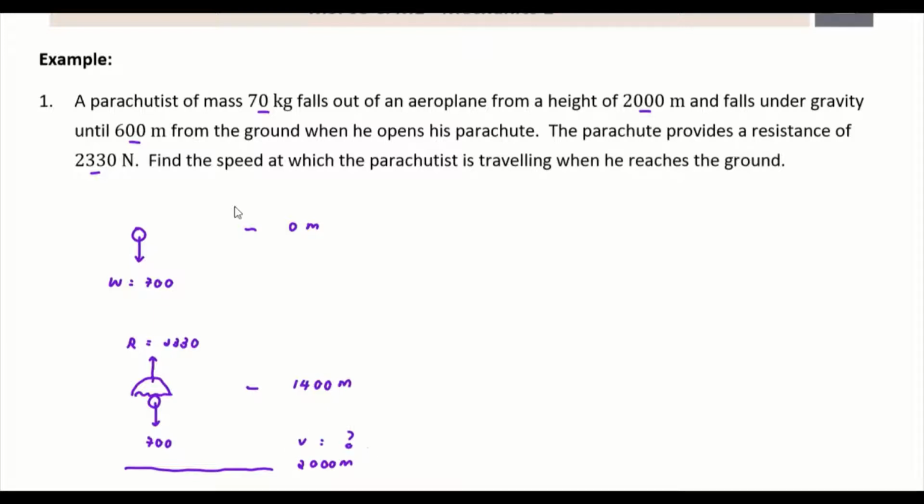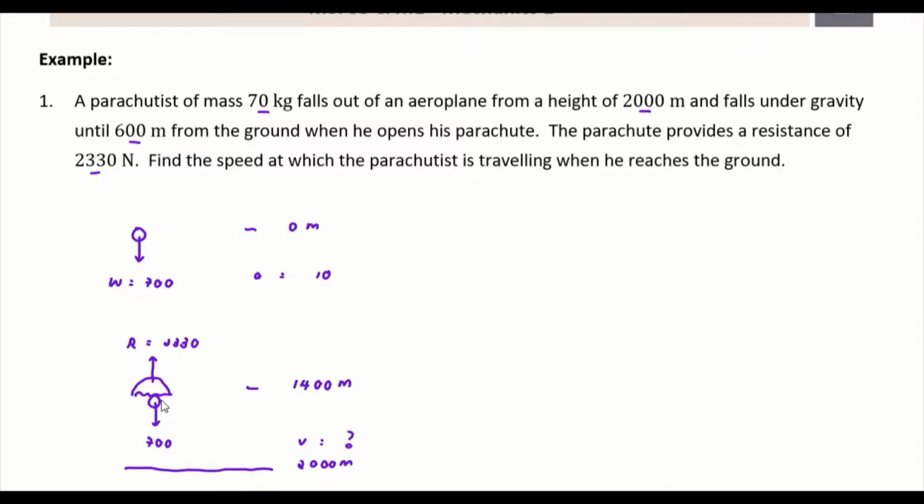You should be able to see that there are two stages involved in this question. The first one is when the parachute is not open yet. The parachutist falls under gravity, so the acceleration here is equal to 10 meter per second square. This is under free fall. During the second stage, he opens the parachute. Then the acceleration is no longer 10, because now the acceleration is affected by the resistance as well. So we need to find out what's the new A here. That's the whole idea.